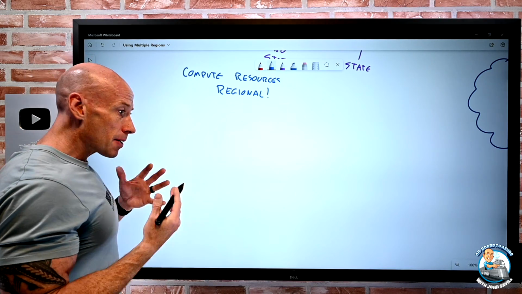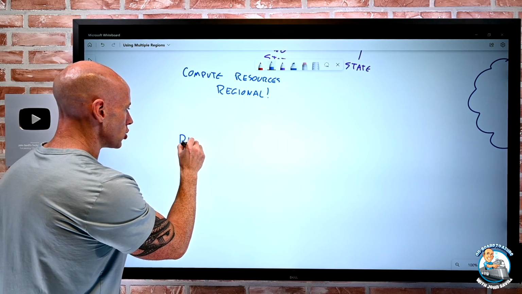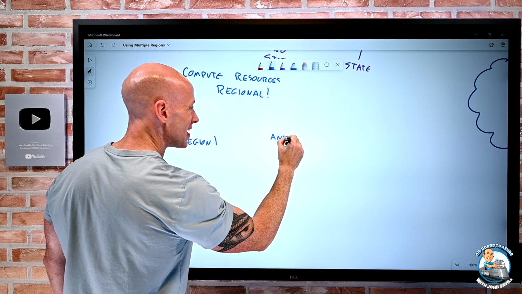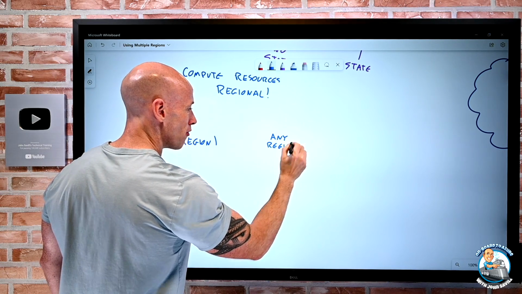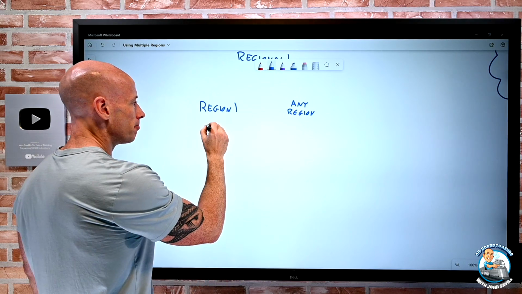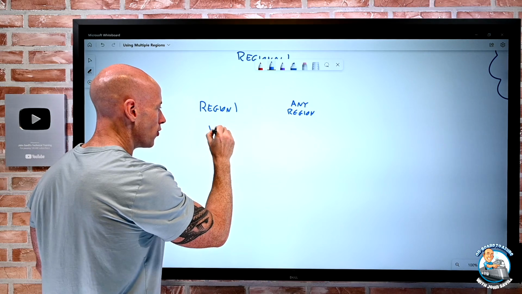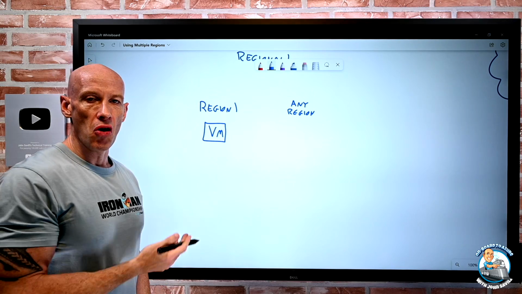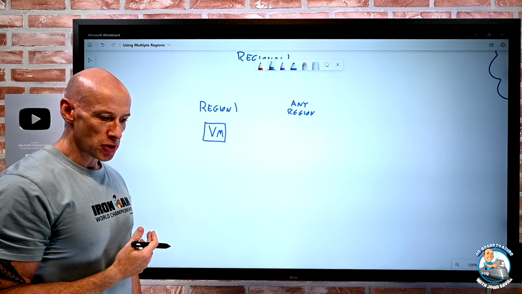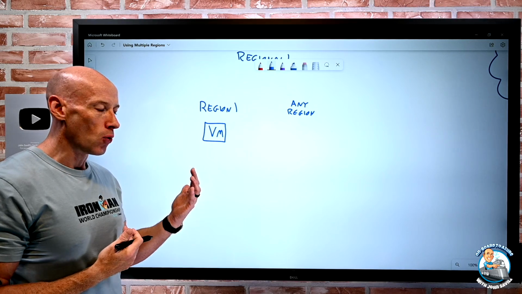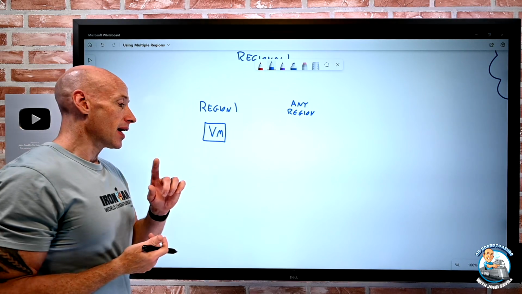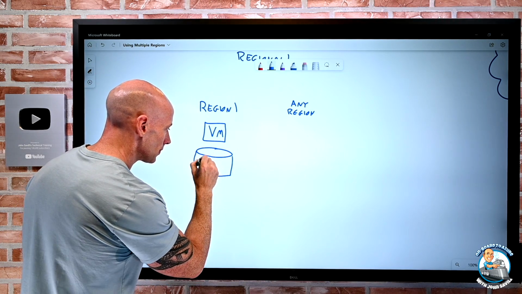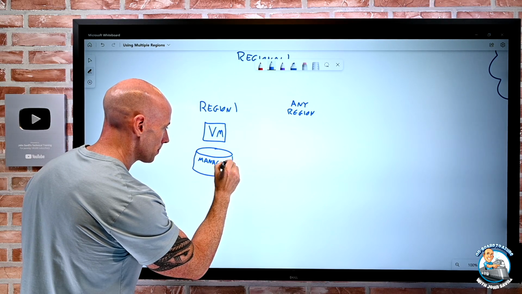So if I think about that for a second, I've got my region 1, and then any region, because it does not care at all about the idea of pairings. Let's take a VM. Take the most basic thing I can think of, a virtual machine. There is no concept of a multi-region virtual machine. It does not care at all. Now, one thing I will say, for a virtual machine, remember, fundamentally, where's the state? I have a managed disk.